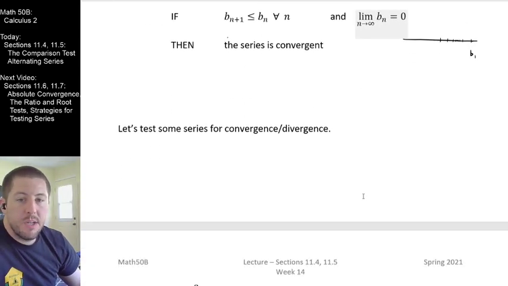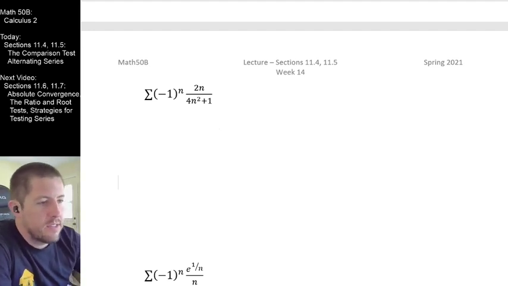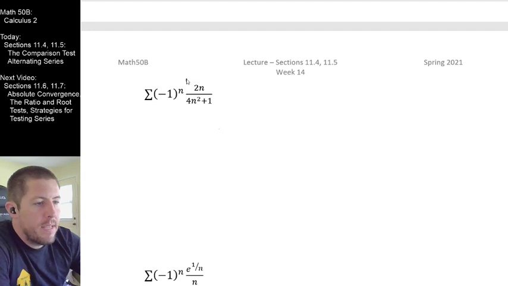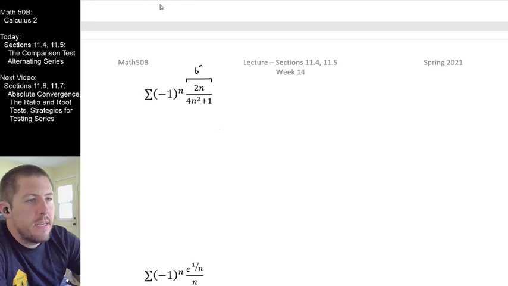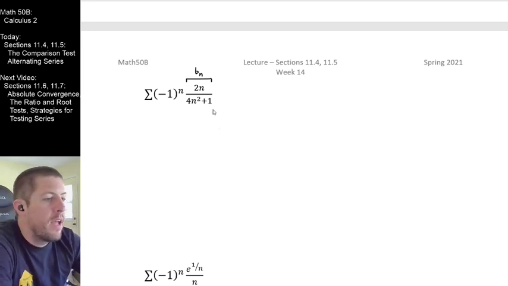So let's go ahead and test some series for convergence and divergence. The very first example is exactly in the structured form that we want to use the alternating series test. It's literally written in this form. We've got the negative 1 to the n power right there. So I think we can use the alternating series test. Remember, this is our b sub n. This is actually the magnitude of all the terms, b sub n, not b to the n power. And this is really the thing that we're going to be managing.